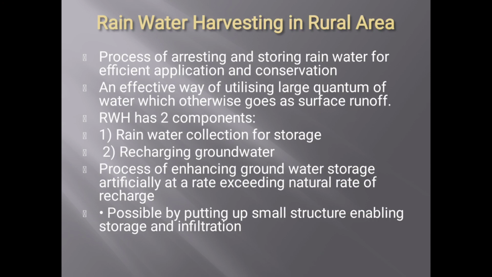Process of arresting and storing rainwater for efficient application and conservation. An effective way of utilizing a large quantum of water which otherwise goes into surface runoff. There are two components: rainwater collection for storage, and recharging groundwater. This is the process of enhancing groundwater storage artificially at a rate exceeding the natural rate of recharge. It is possible by putting up a small structure enabling storage and infiltration.